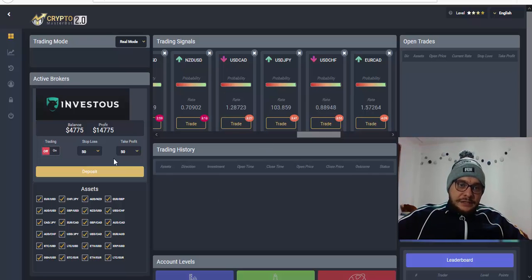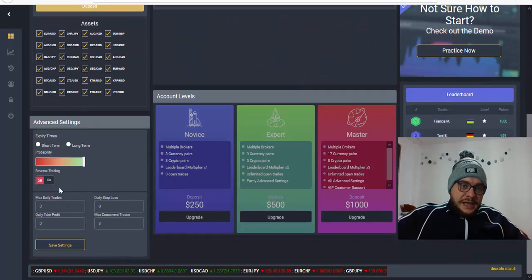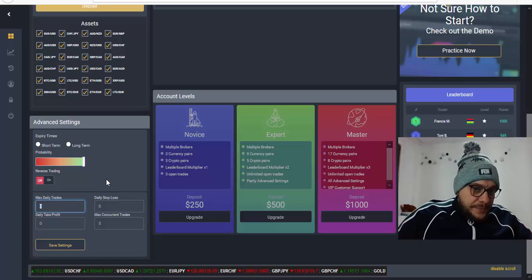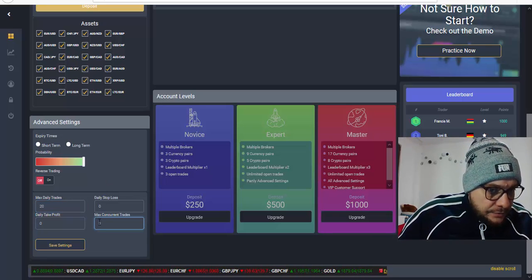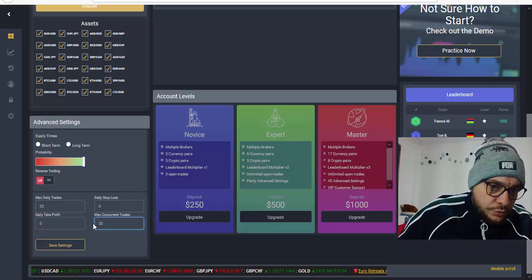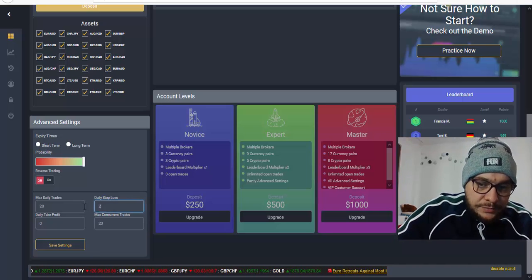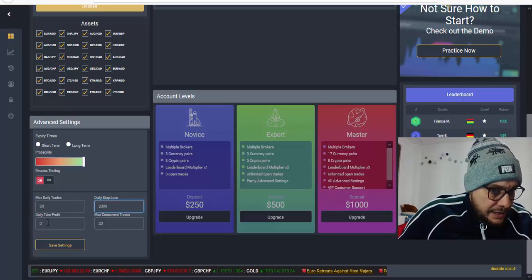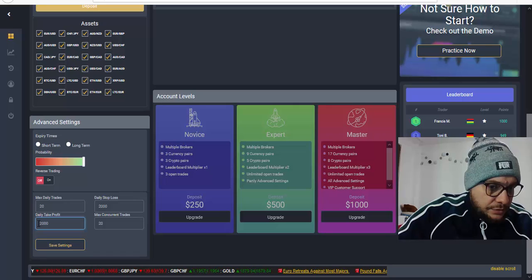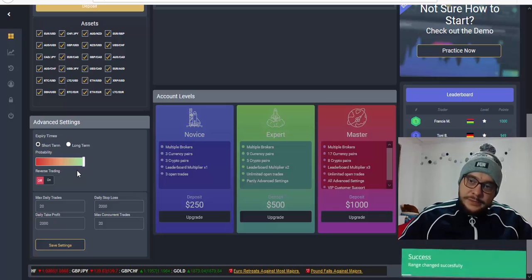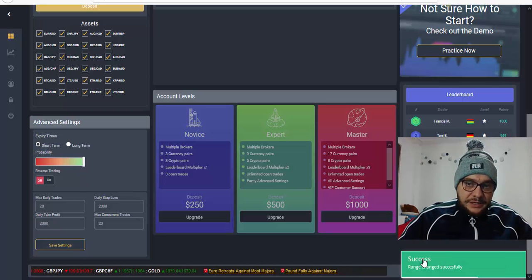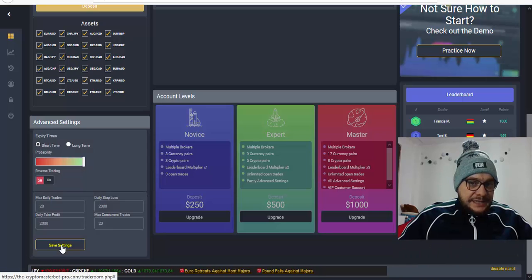I will choose some signals from here, but first things first, I will make some adjustments here on these settings. Maximum daily trades will be 20 here. Maximum concurrent trades 20. Also here daily stop loss will be 2000, and daily take profit 2000 also. Always trade on short term. This is what I do. As you can see here, success and save settings.